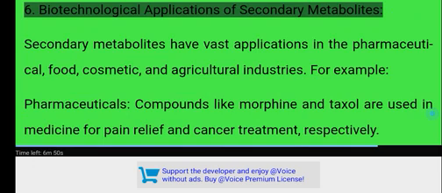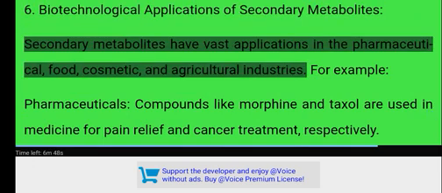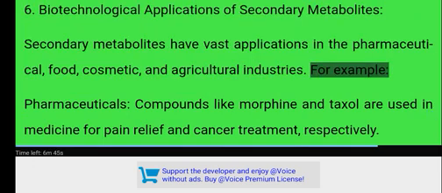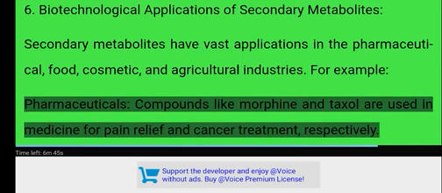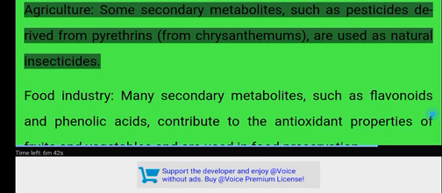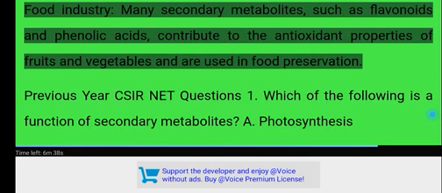6. Biotechnological applications of secondary metabolites. Secondary metabolites have vast applications in the pharmaceutical, food, cosmetic, and agricultural industries. For example, pharmaceuticals. Compounds like morphine and Taxol are used in medicine for pain relief and cancer treatment, respectively. Agriculture. Some secondary metabolites, such as pyrethrin from chrysanthemums, are used as natural insecticides. Food industry. Many secondary metabolites, such as flavonoids and phenolic acids, contribute to the antioxidant properties of fruits and vegetables and are used in food preservation.